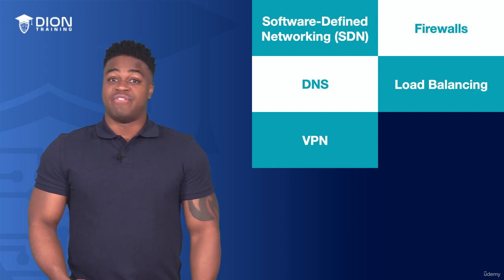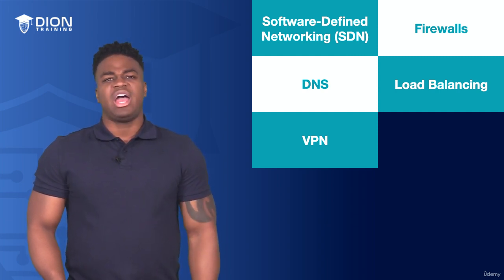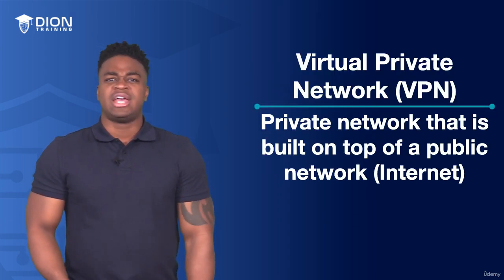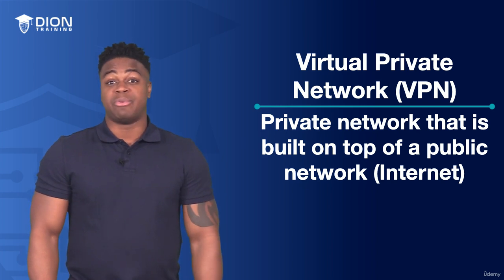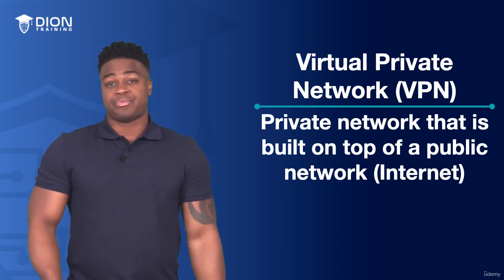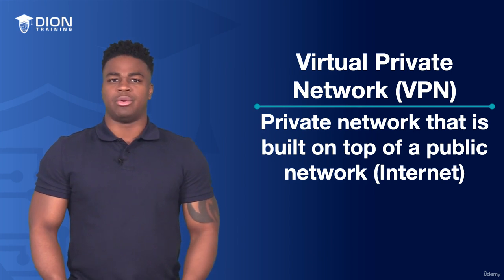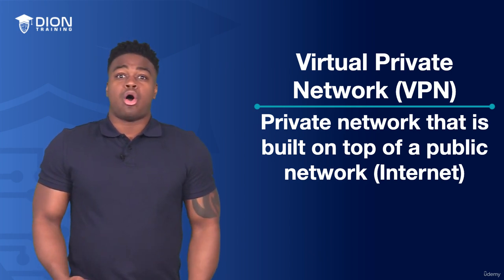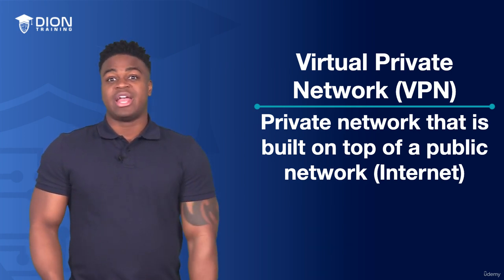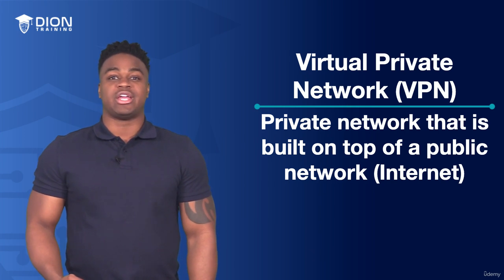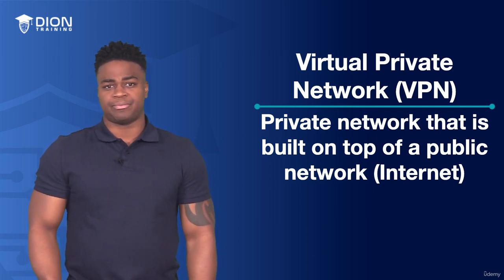Next, we have virtual private networks. A virtual private network, or a VPN, is a private network that is built on top of a public network, such as the internet. VPNs allow users to securely access resources on the private network, such as a corporate intranet, or work from a remote location. VPNs create a secure and encrypted tunnel for transmitting data, protecting it from eavesdropping and tampering.